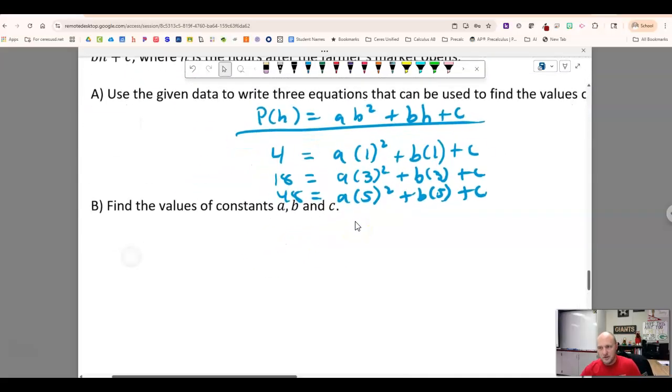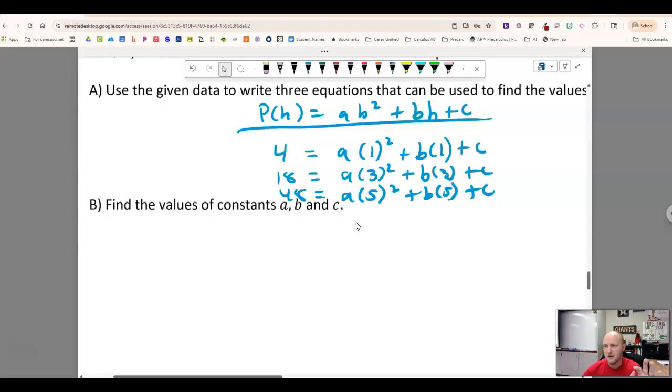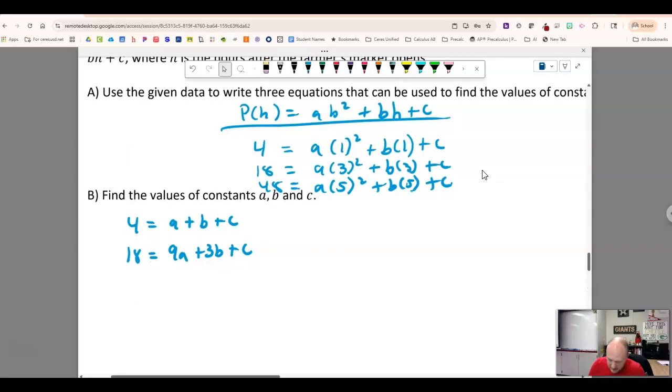So how am I going to solve this? Well, usually, especially when you have this data, one of the equations will give you a variable, and that is kind of true here. So for the first one, they say 4 is equal to A plus B plus C. And then I have my second equation: 18 is equal to 9A plus 3B plus C. And I have another equation: 48 is equal to 25A plus 5B plus C.